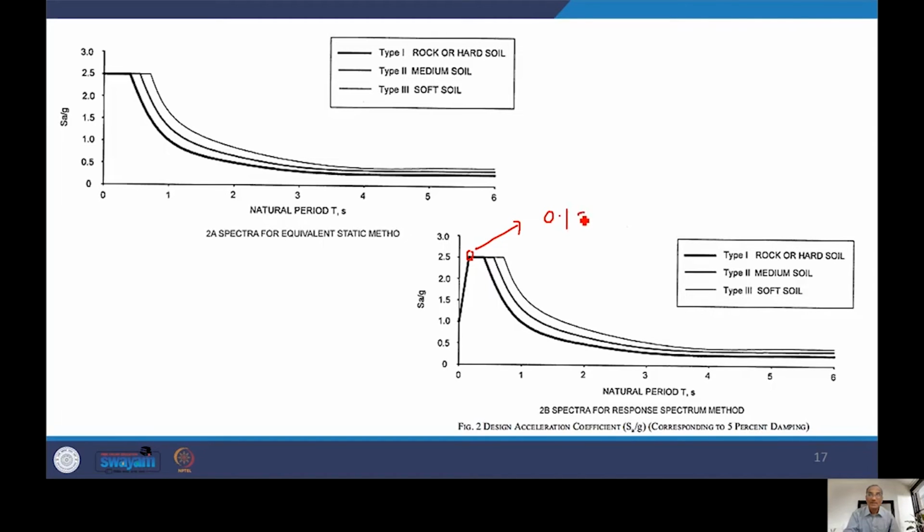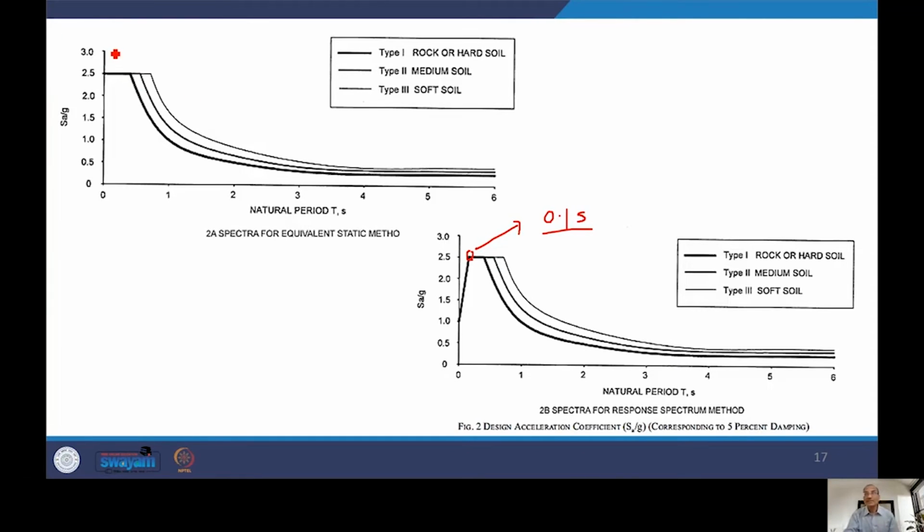...0.1 second. And this 0.1 second is the respective type of soil. In fact, up to this point, all the curves are going together. And after that, they started diverging. So these points we have already discussed: this value was 0.1, this is 0.4, this is 0.55, and 0.67. So this way, you have these flat curves.